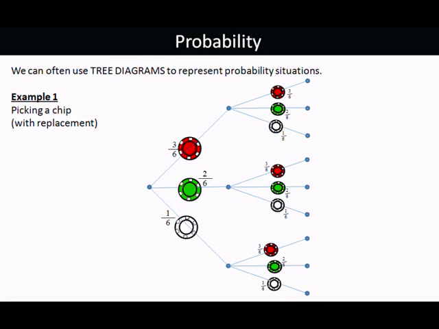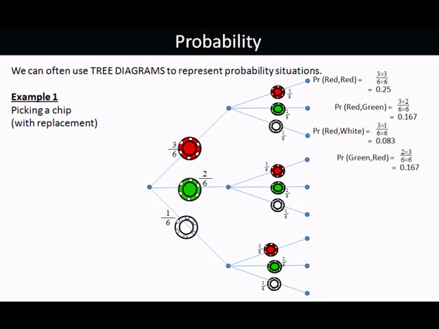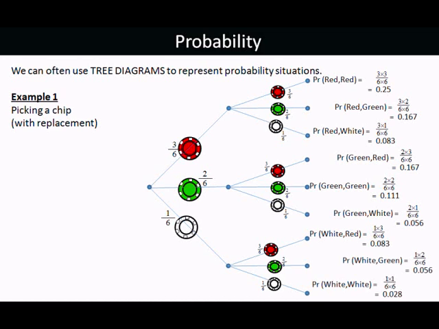And we can work out the probabilities overall of each way that this can end up. So a red followed by a red, that's 3/6 times 3/6. So the chance of that happening is 3/6 times 3/6, which is 0.25. And you can do that with the rest of them. Work out the probabilities of each possible outcome in this situation.